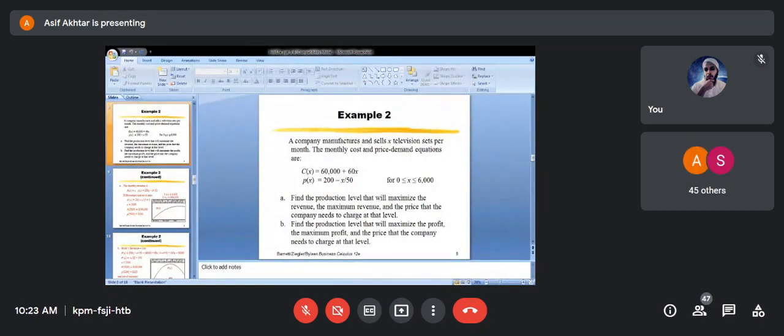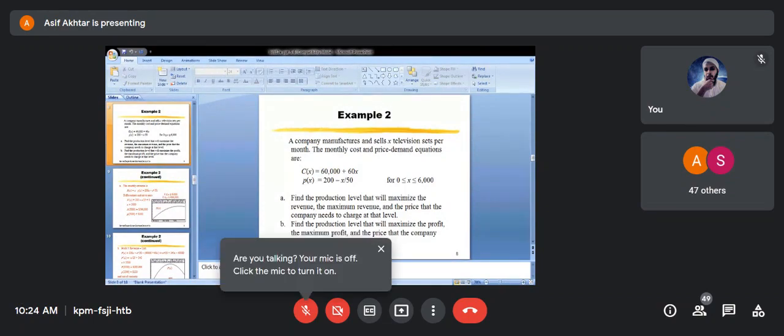Okay, good. Now, the problem revolves around the very familiar type of functions, which we have discussed several times. If you see, the first one is the cost function, which is given as Cx equal to 60,000 plus 60x. And then below this, we have the price function, Px, small p. Remember, this is the small p. So we have the price function 200 minus x divided by 50. So cost and the price is given to you, which is mentioned in the question, monthly cost and the price demand equation. The first function is the cost function and the second function is the price function. This is the information which is given in the question.